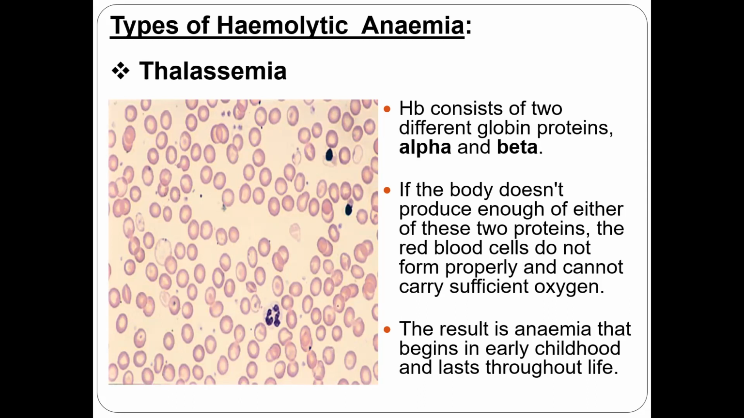Because the hemoglobin, of course, is abnormal, they cause hemolysis. So the result is anemia that begins in early childhood and lasts throughout life. Okay, so thalassemia patients normally undergo chronic transfusion, if I could call it that way.